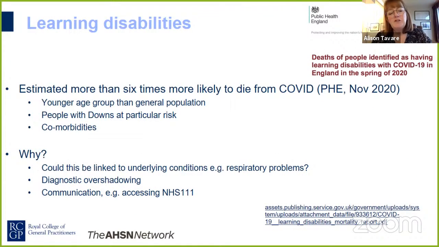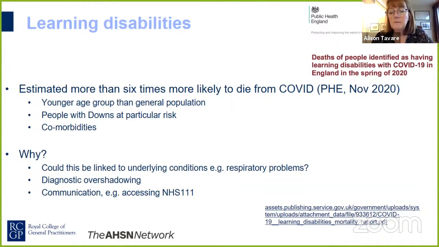And the other pathway I wanted to just talk about was learning disabilities, which has been alluded to by both Matt and Karen. I was shocked to read the PHE report that somebody with learning disabilities is 6 times more likely to die from COVID and at a younger age. Why this is, we don't know. Could be underlying conditions. Could it be diagnostic overshadowing? Perhaps somebody doesn't get out of bed. It may be they're more tired, or it may be they've got COVID. And then also the communication. How does somebody with communication problems access the NHS 111 or speak to the GP, express concerns?